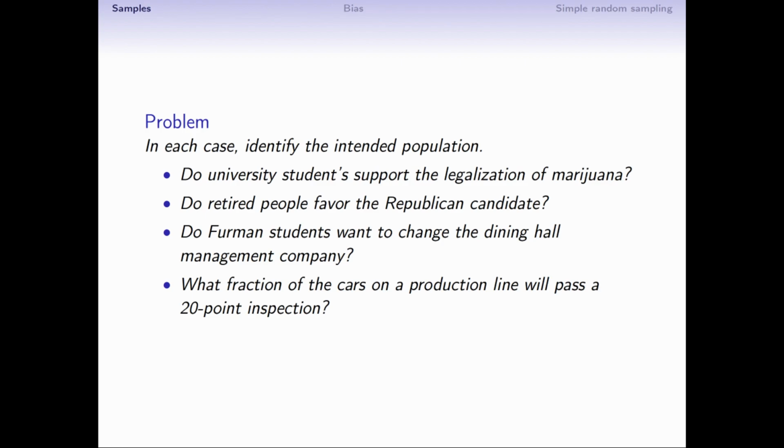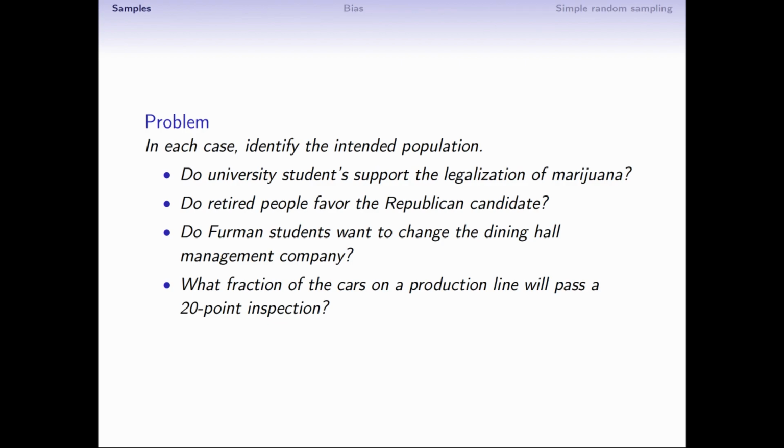Okay, do retired people favor the Republican candidate? Again, this is not a question of whether people in general favor the Republican candidate. The question is, do retired people favor the Republican candidate? So the population of interest here is the retired people. Do Furman students want to change the dining hall management company? Again, the population of interest here are simply the Furman students and not all university students.